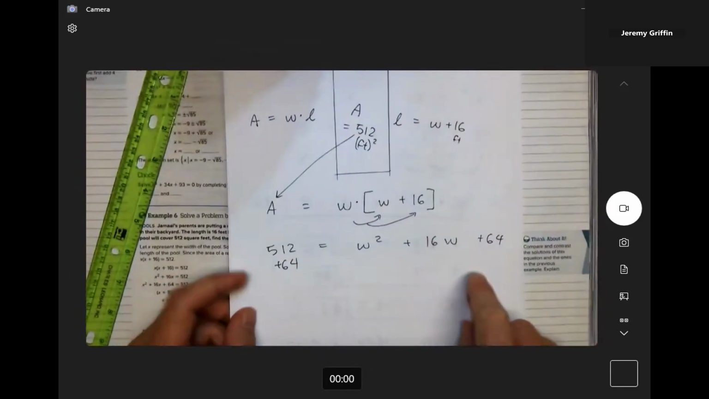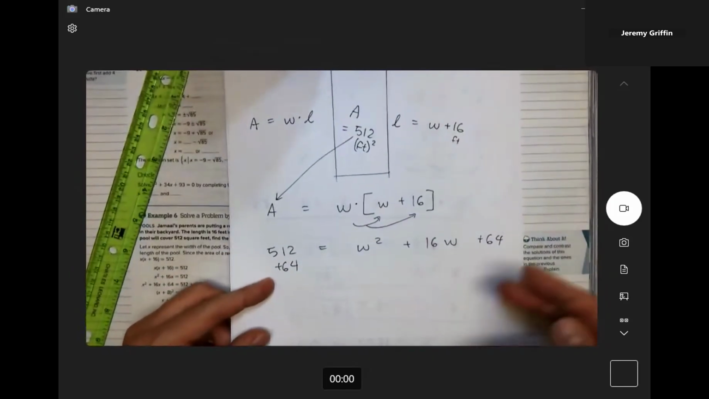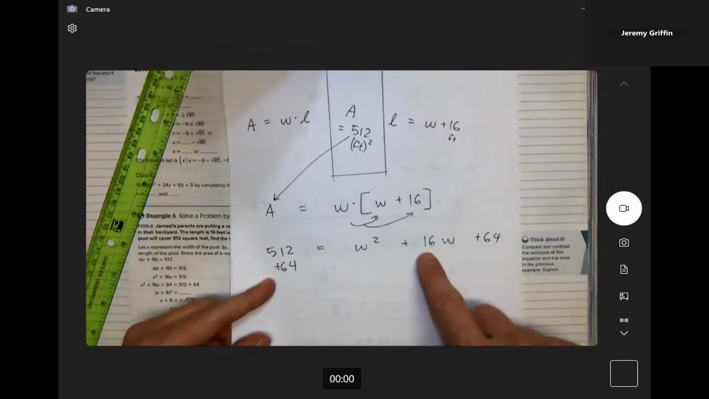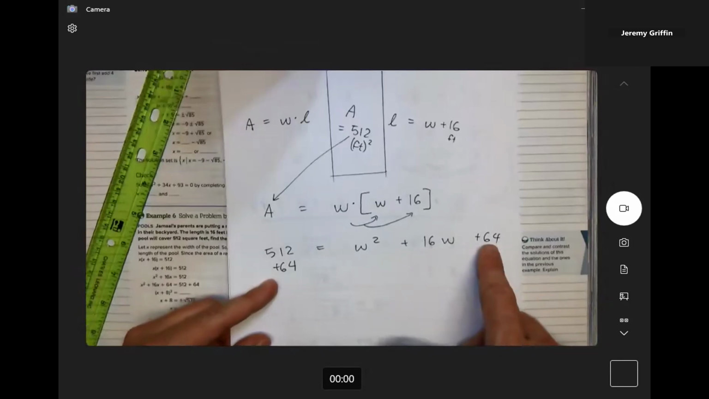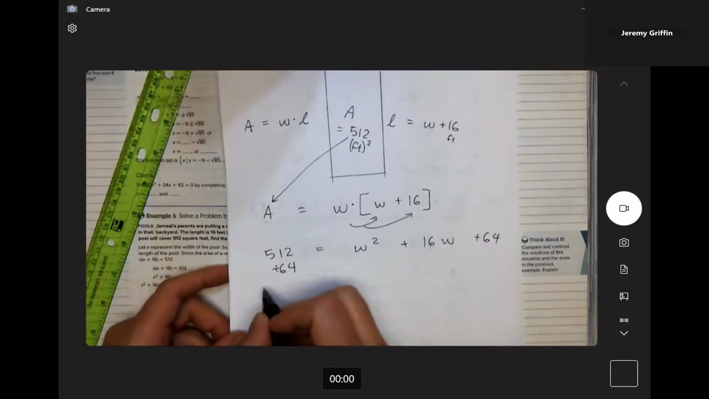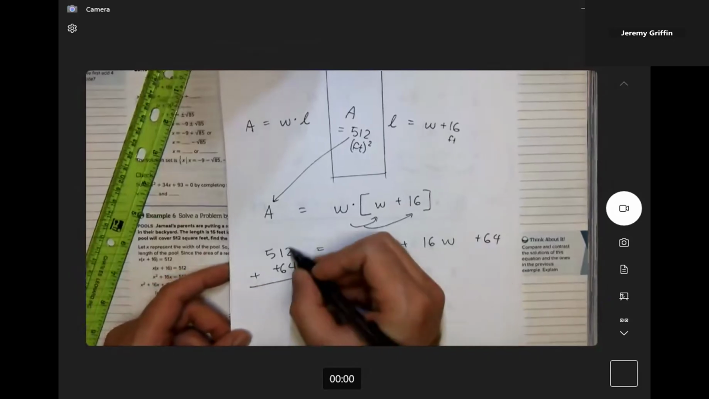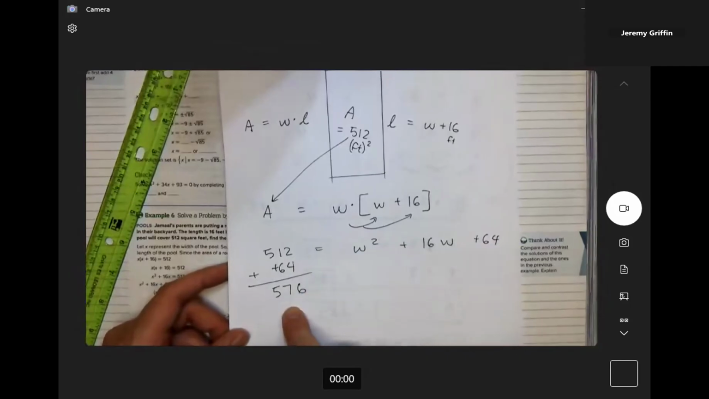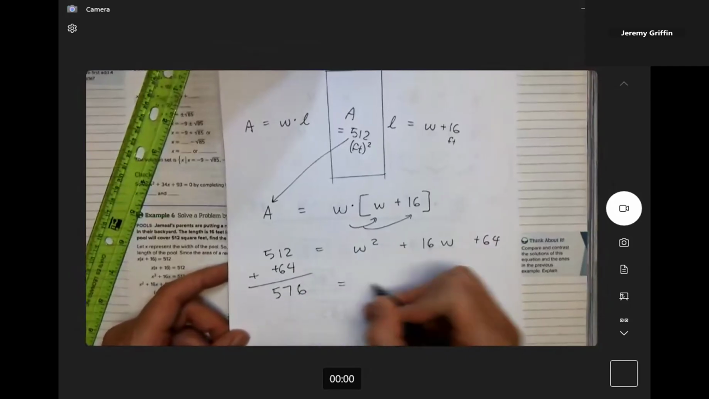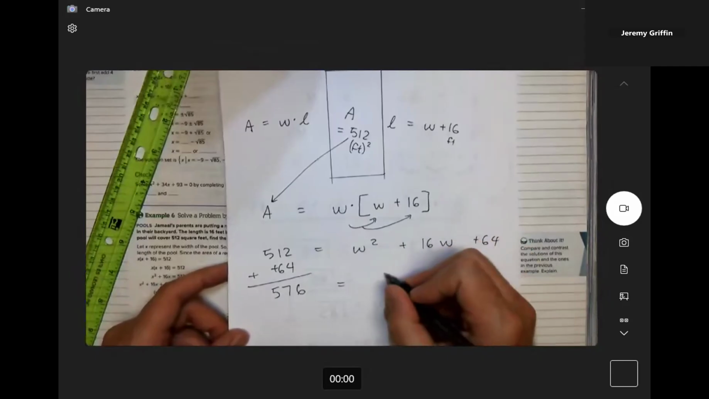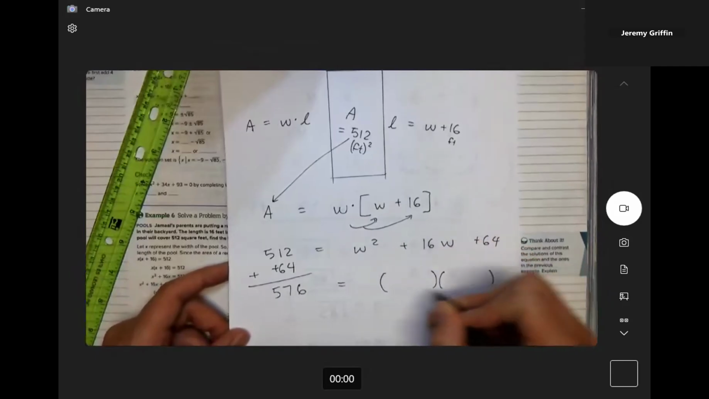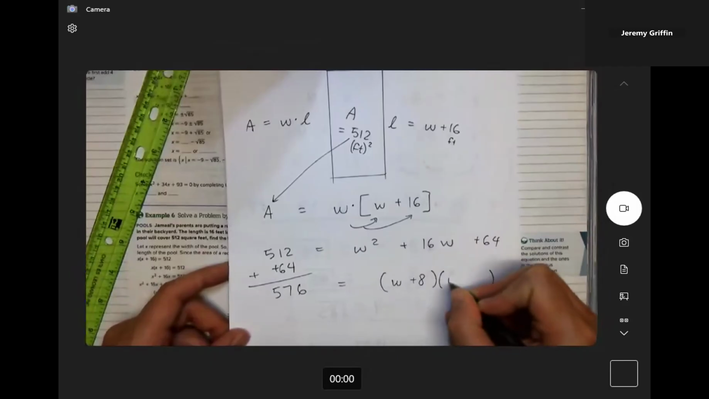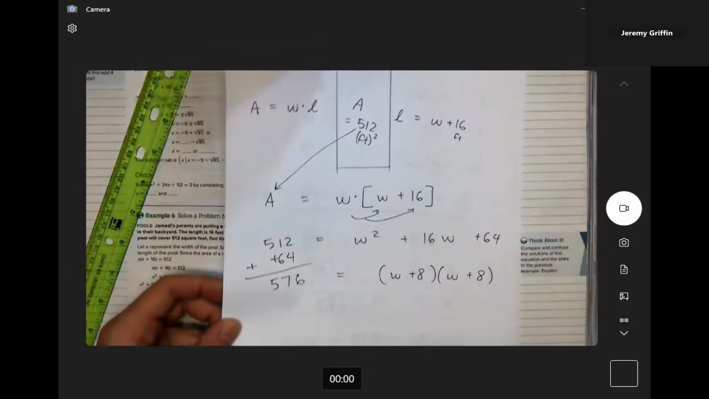I haven't quite done it that way yet, but some textbooks teach completing the square like that. Half of 16 is 8, 8 squared is 64. I added it to both sides to balance the equation. It's a little bit different way to get it. So you got 576, by the way. That looks like a perfect square, I'm pretty sure. Equals, and then on this side, W plus 8, or W plus 8 quantity squared if you like, same thing.